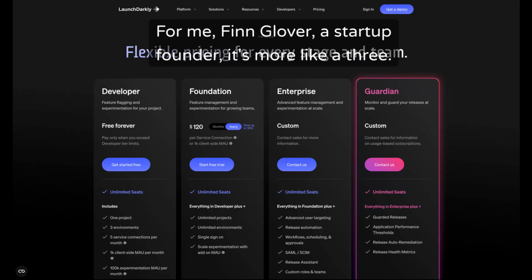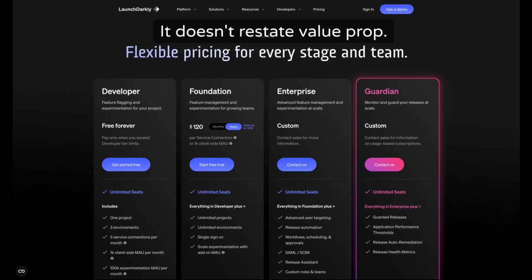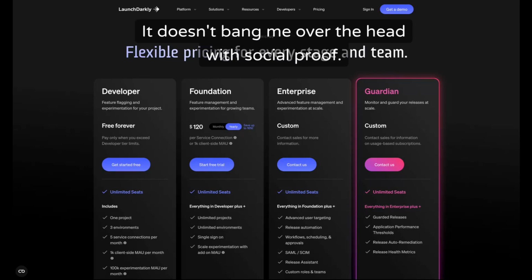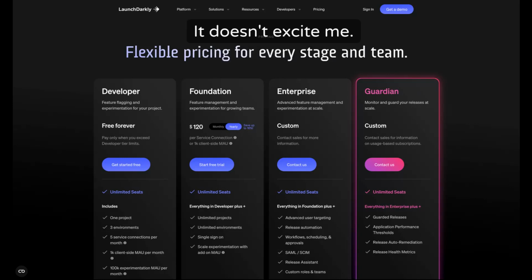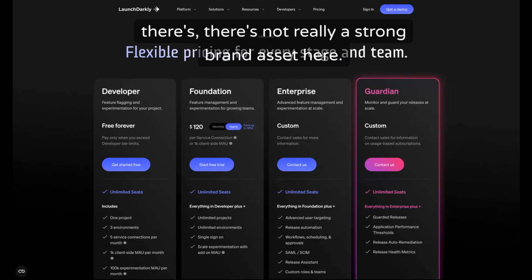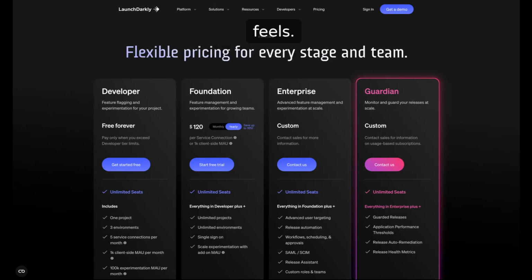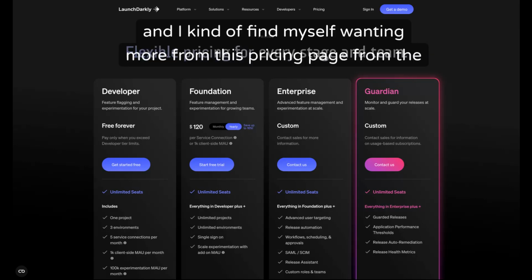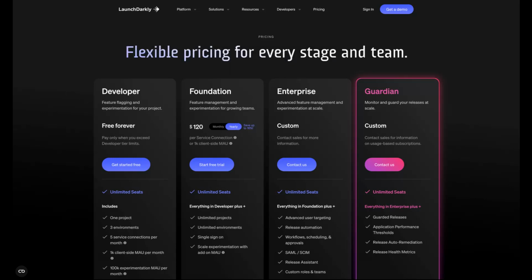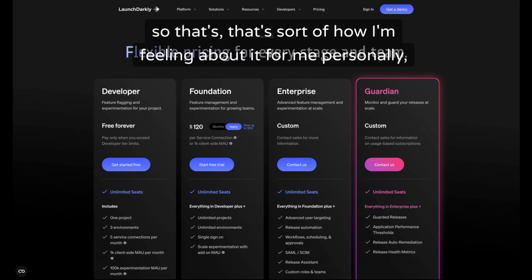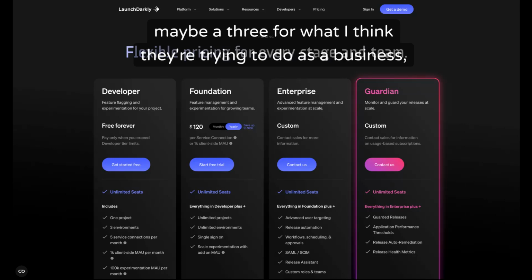For me, Finn Glover, a startup founder, it's more like a 3. It doesn't restate the value prop. It doesn't bang me over the head with social proof. It doesn't excite me. The FAQ is rather vanilla. There's not really a strong brand asset here. This is just a standard B2B SaaS pricing page, is the way it feels. And I find myself wanting more from this pricing page from the category creator. So that's how I'm feeling about it. For me personally, maybe a 3; for what I think they're trying to do as a business, probably a 4.5 to a 5.